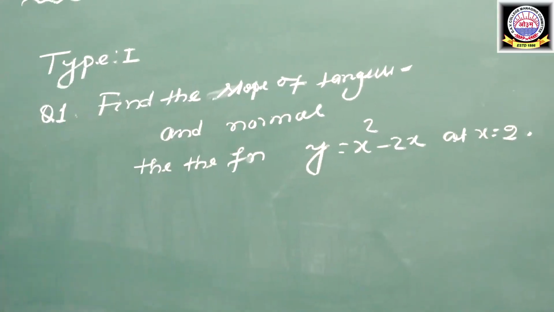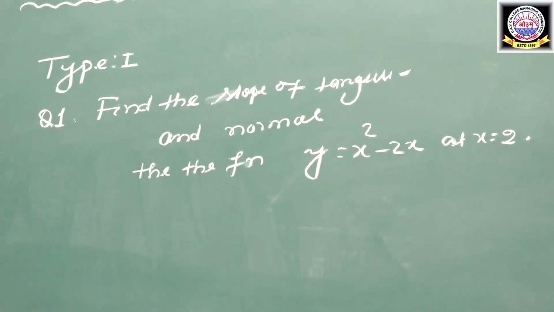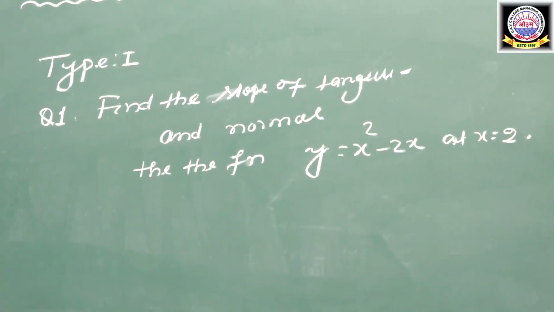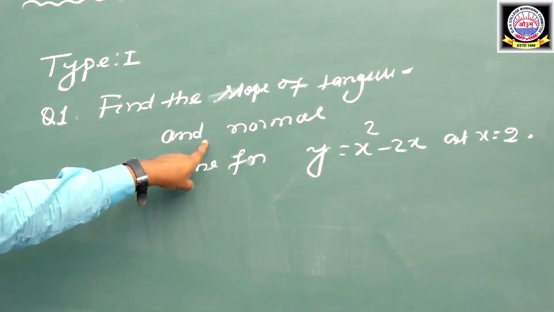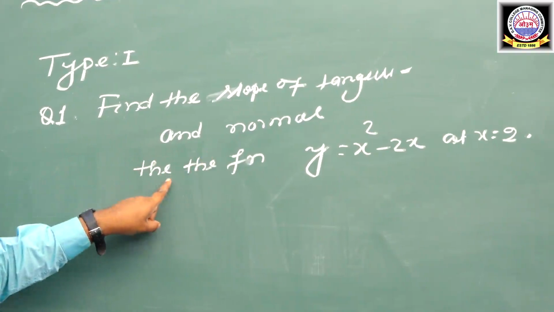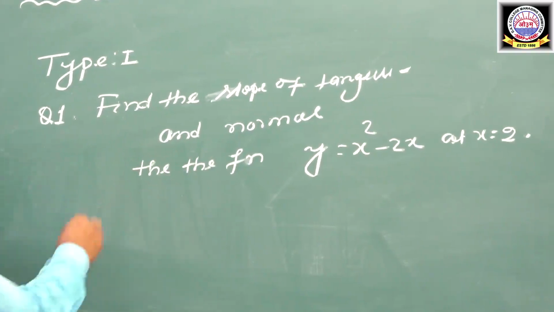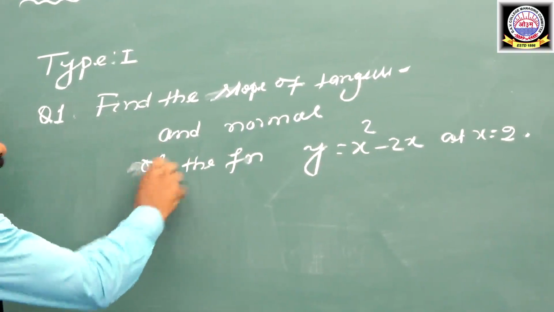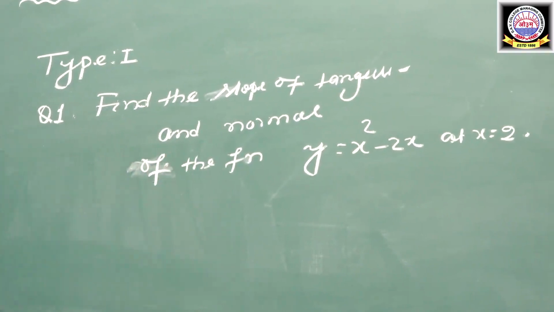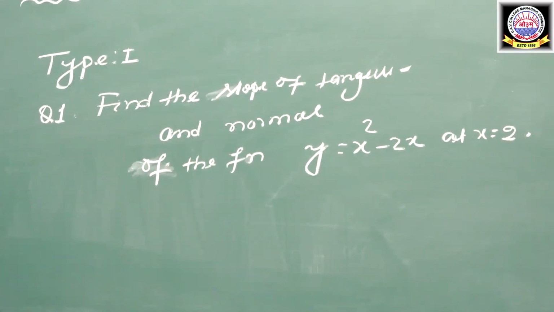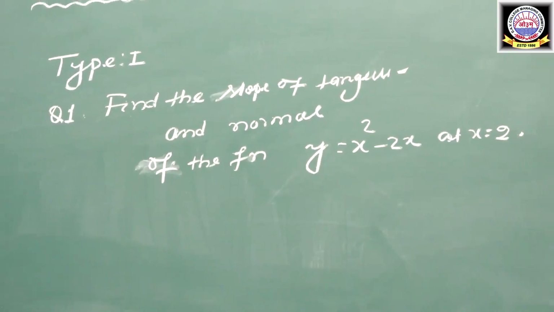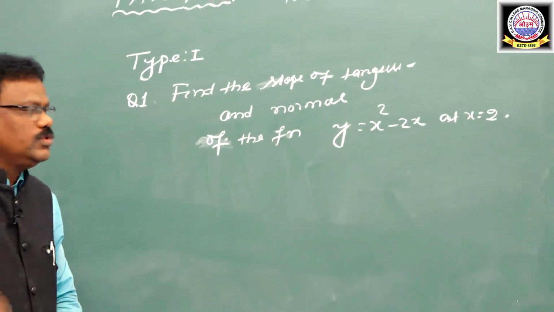So let us read the question once again. It is only one bar question will be there in the board examination. Find the slope of the tangent and normal of the function y is equal to x square minus 2x at x equal to 2. If it is asked both tangent and normal, then it may be 2 marks.